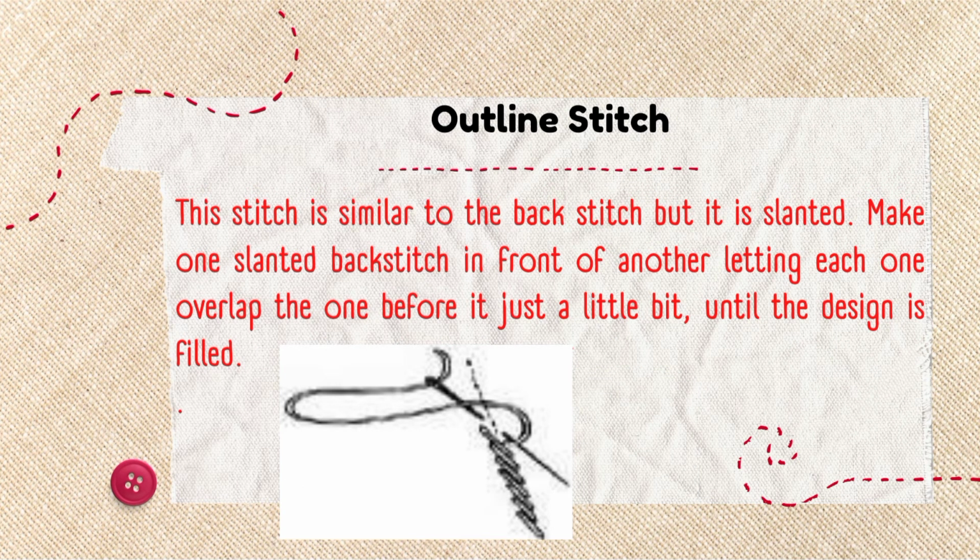Outline stitch. This stitch is similar to the back stitch, but it is slanted. Make one slanted back stitch in front of another, letting each one overlap the one before it just a little bit, until the design is filled.